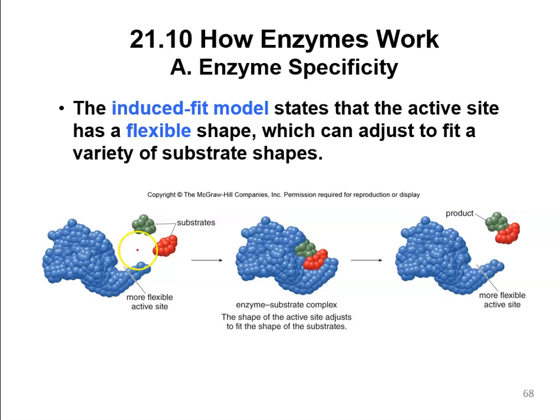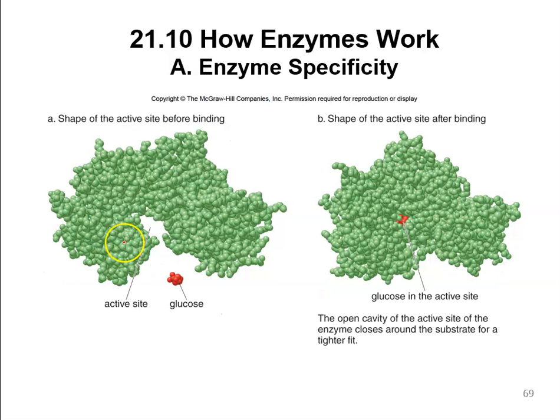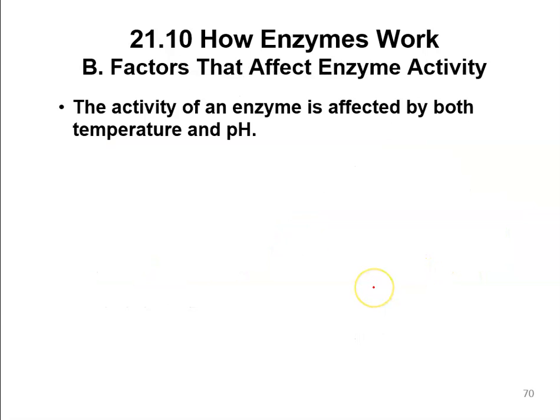The induced fit model states that the active site has a flexible shape which can adjust to fit a substrate. So you can also have another model. Another model says that this part of it is more flexible. It can actually fit things a little bit larger. But either way, it has to match all the chemistry. So if I have non-polar here, this has to be non-polar. This is polar, that has to be polar. So, the shape of the active site before bonding: you have an active site, glucose might be able to fit perfectly in here, and then it closes up onto itself, and then it does its thing, and it releases it.